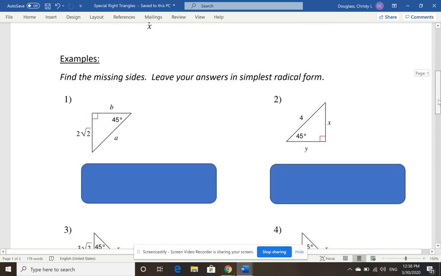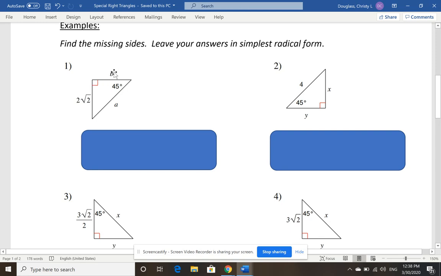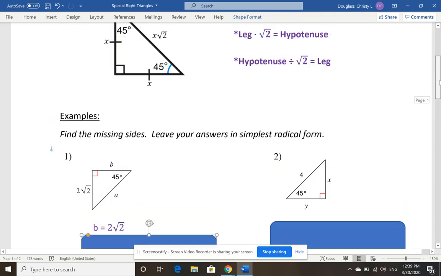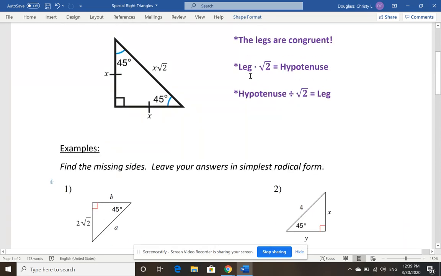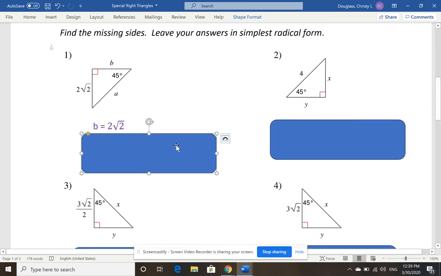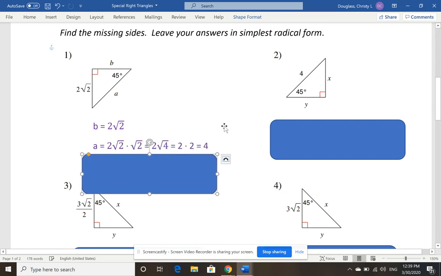So I see that the legs are congruent. Well, the legs are 2 square roots of 2 and B. So that tells me right away that B is also 2 square roots of 2. So my next task is to find A, which is the hypotenuse. I know the leg, and I'm trying to find the hypotenuse. Up here, if we want to find the hypotenuse, we're going to take the leg and multiply it by the square root of 2. Okay, so we're going to take 2 square roots of 2 and multiply it times the square root of 2.